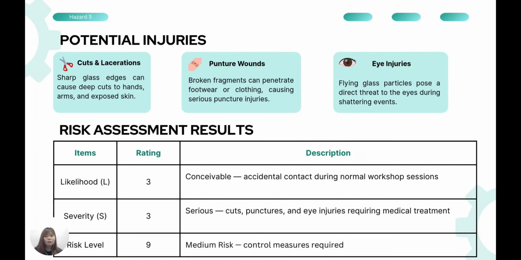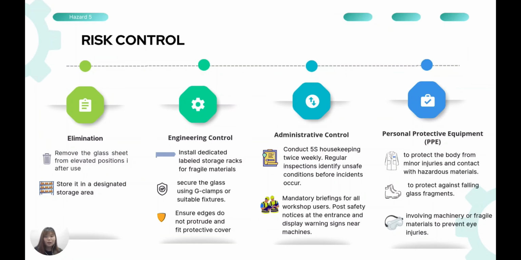Our risk assessment rates this as a medium risk with a level of 9, with likelihood rated as 3 because of accidental contact during normal workshop sessions, and severity rated as 3 because of some potential injuries that require medical treatment, for example, cuts and lacerations, punctured wounds, and eye injuries. To mitigate this, we are implementing the hierarchy of control outline.